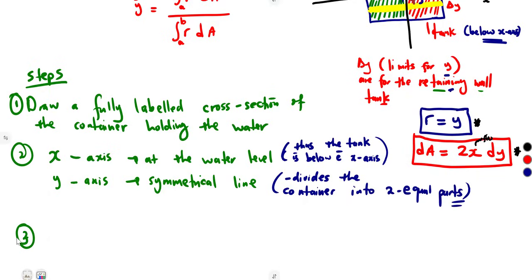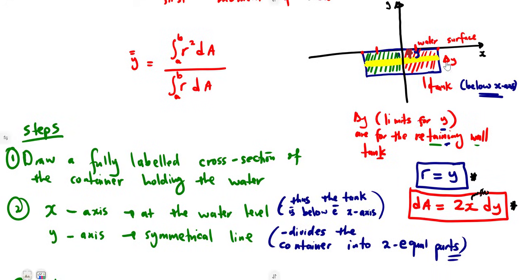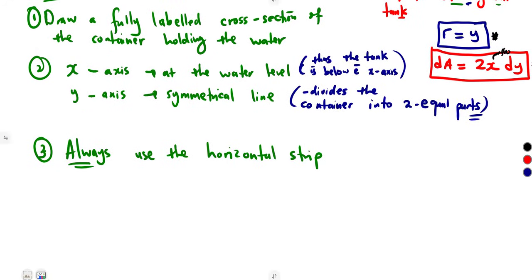Number 3: always use the horizontal strip, which is the strip for y. Because our tank is below the x-axis, these are the notes for someone using the tank below. Don't take these notes if your tank is above the x-axis. If you are using that one, just watch another video. For now, do not take these notes.